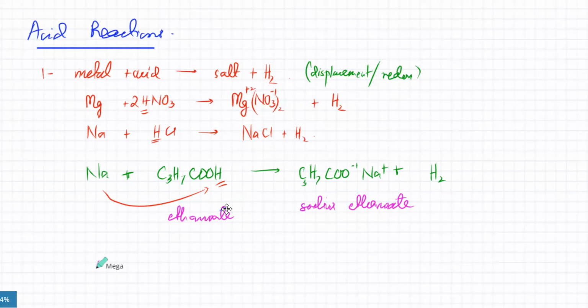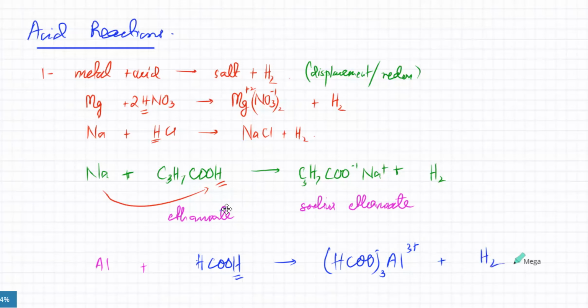Let's do one more. I've got aluminium plus methanoic acid, HCOOH. So what's going to happen? The H in the acid is going to get displaced by Al. So it's going to become HCOO minus 1 and Al3 plus. You put a 3 over here, crisscross. Plus H2 gas is going to be produced.